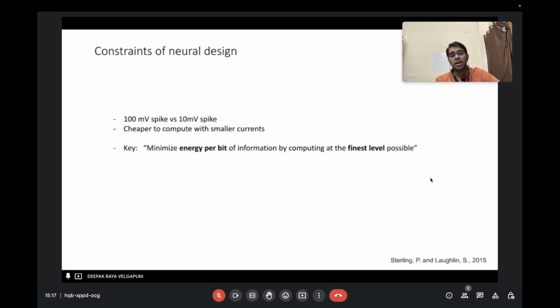And another constraint for neural design is that a 100 millivolt spike takes more energy compared to a 10 millivolt spike. So it is cheaper to compute with smaller currents or smaller voltages, and therefore another key to the design is to minimize energy per bit of information by computing at the finest level possible, right?